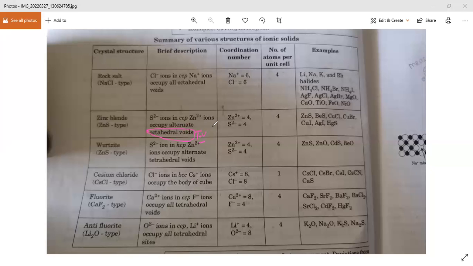That means Cl minus will form all the corners. Whatever the corners are there in the BCC structure, Cl minus ions will occupy. And the cation Cs plus ion is there, right? It will occupy the body centered lattice point.